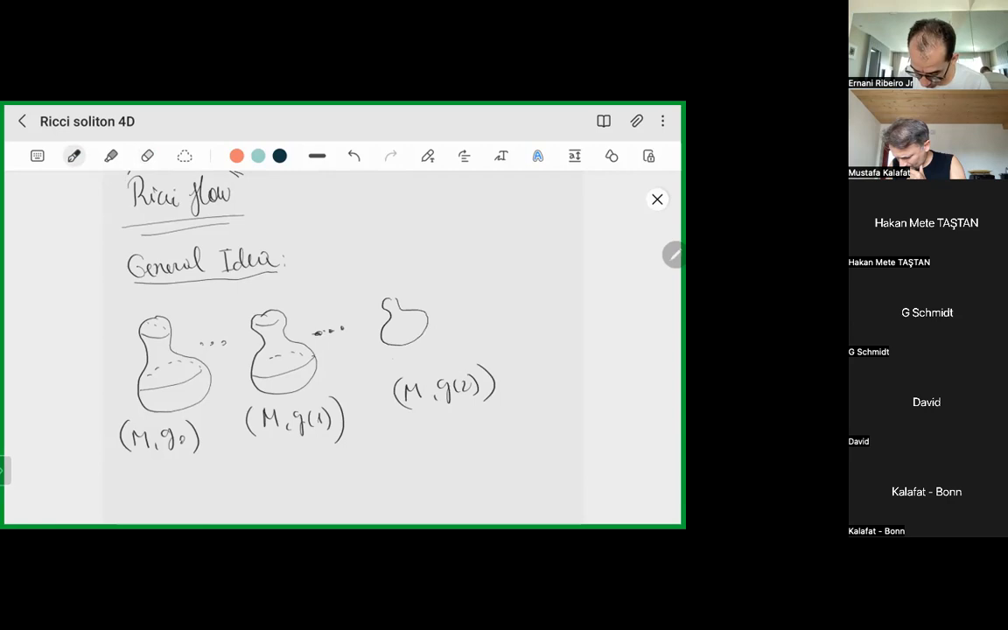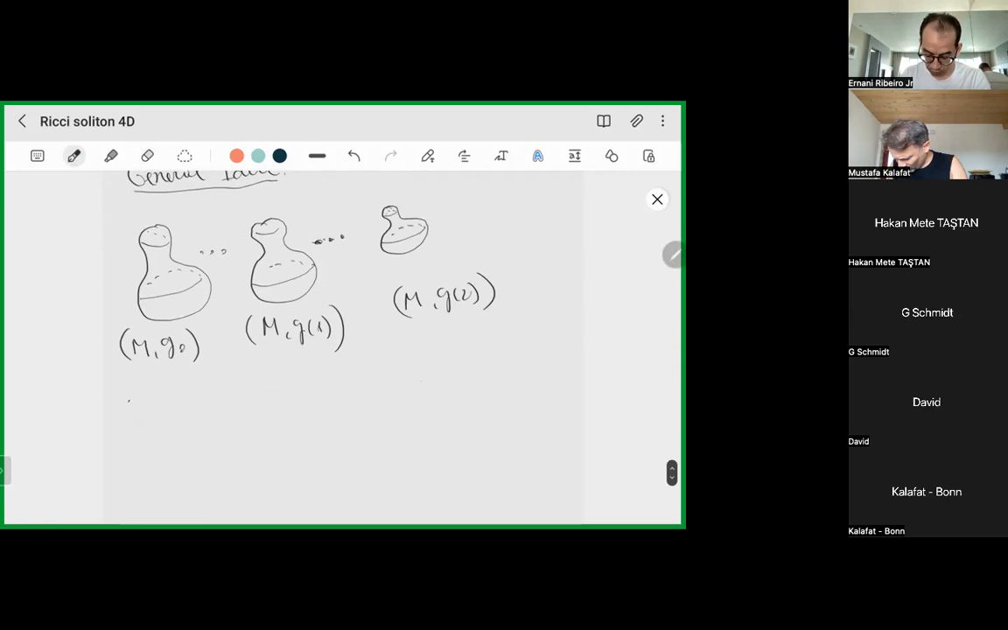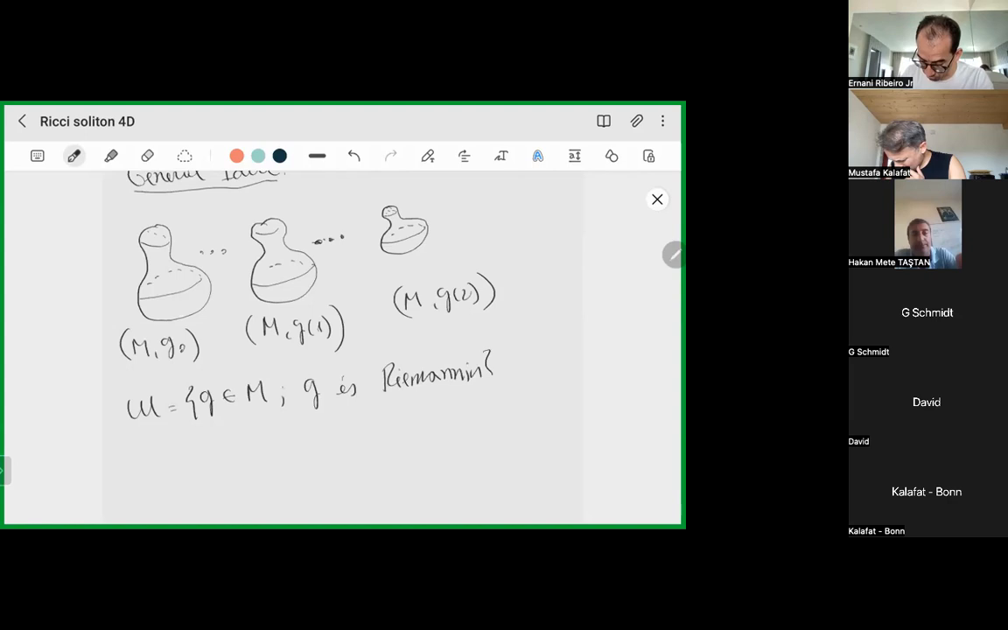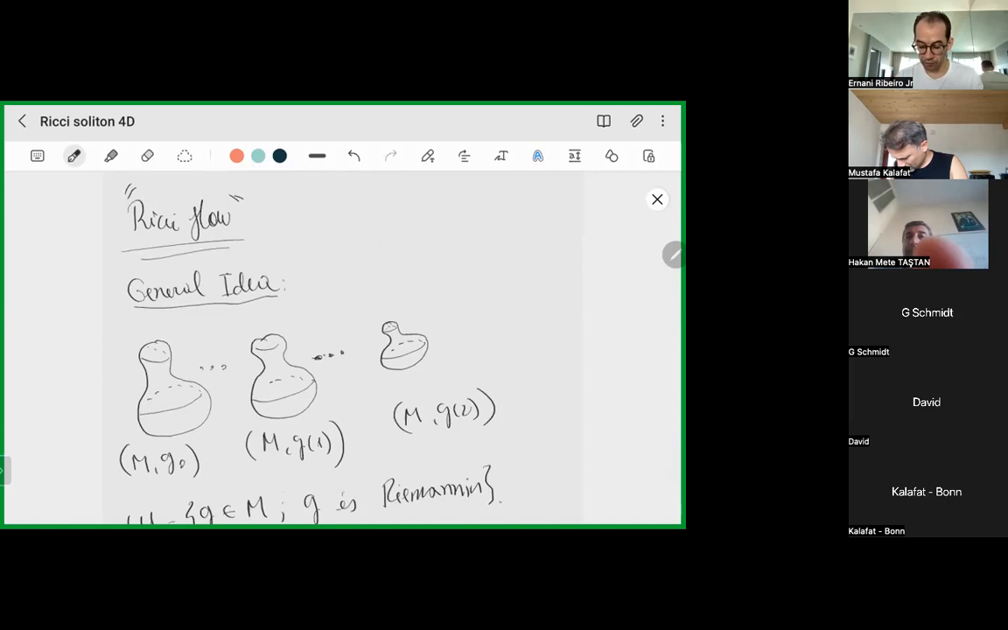Okay, this is a general idea of the Ricci flow. It's a process where you fix the manifold M and look for the space of metrics g on M, where g is a Riemannian metric, looking for a deformation of the manifold in such a way that I obtain a constant curvature.